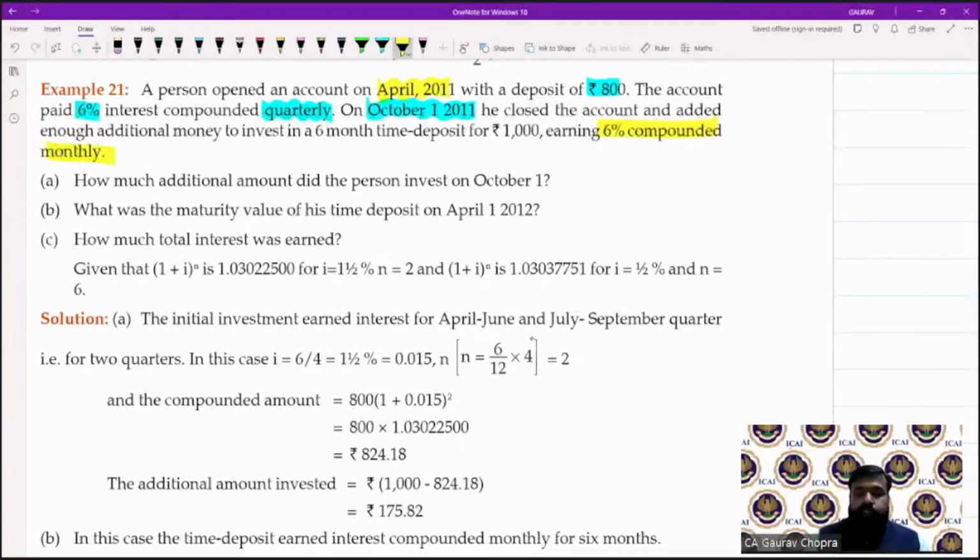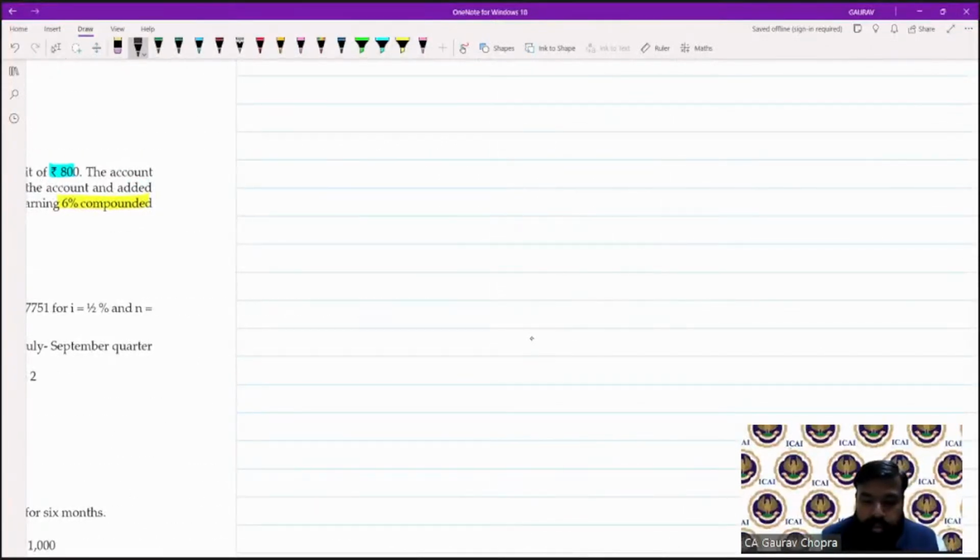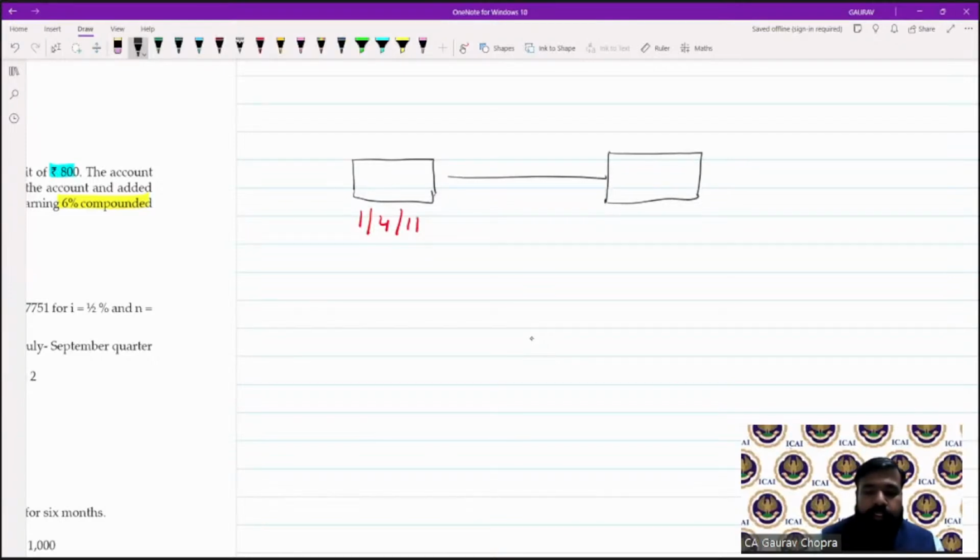So let us write down all the given situation first. So he opened a bank account, and the date was 1st April 11. Since only April is given, we have taken it as the beginning of April. Then the tenure is of 6 months, and after 6 months, that is on 1st of October, he has closed it down. So the tenure is 6 months.